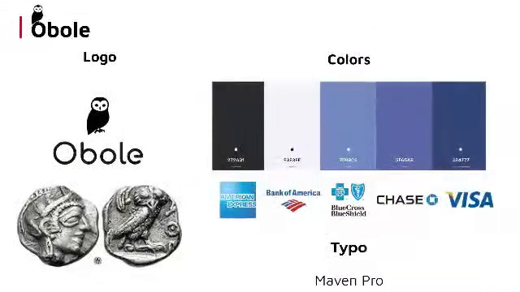Obole, the name comes from the ancient Greek Athenian money, and we chose the owl like the Athenian one. We chose the color blue and its variations because a lot of banks in America use it and it evokes protection, and we use the Maven Pro classic Google font.